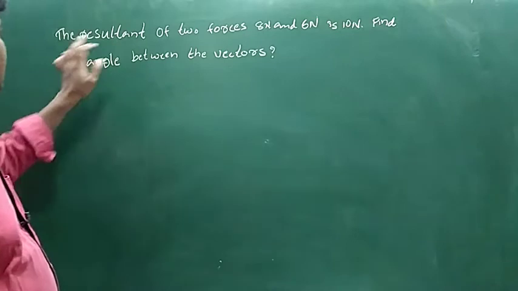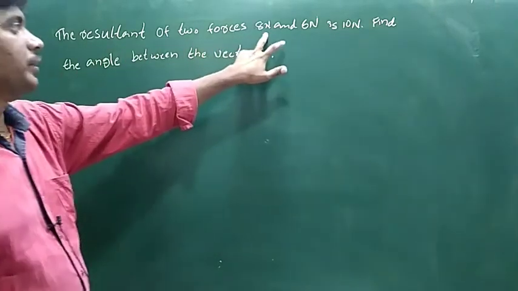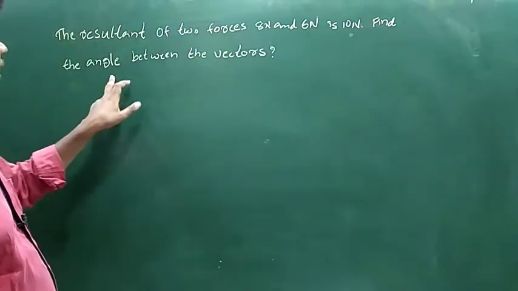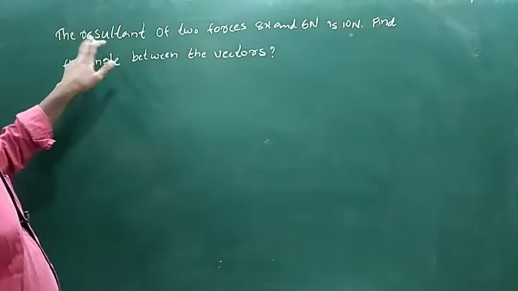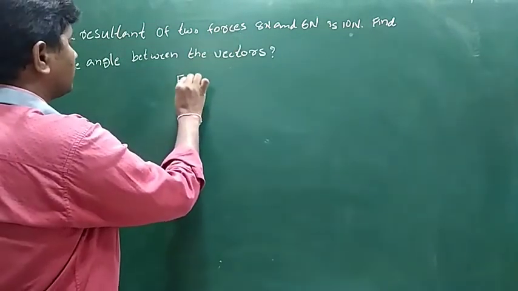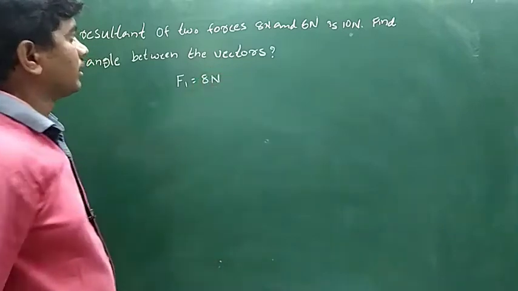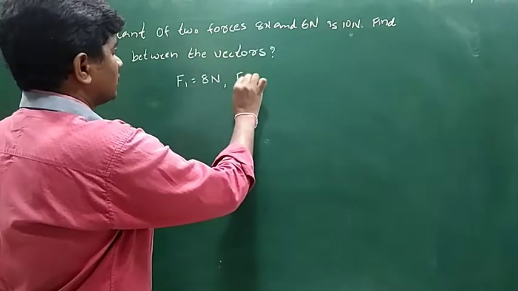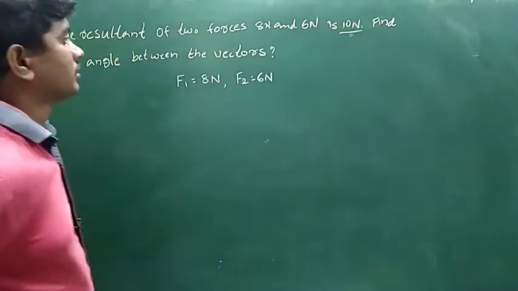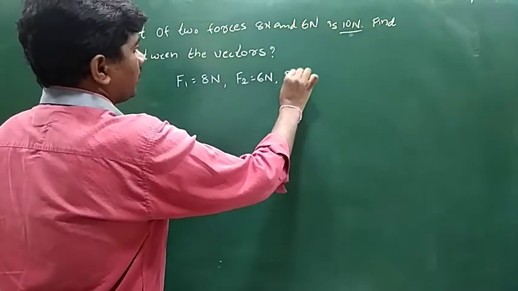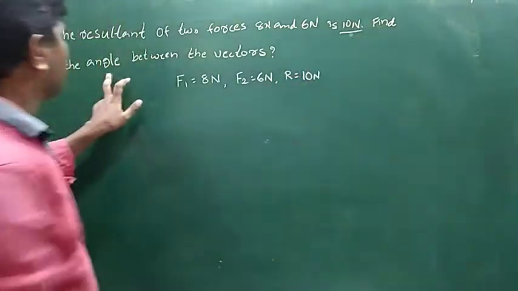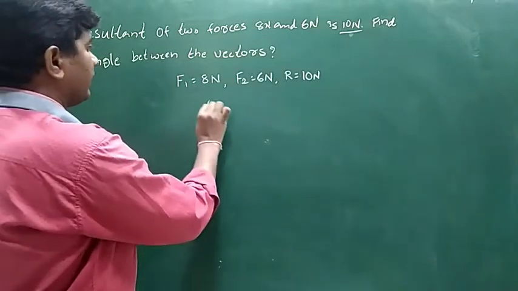The next problem is the resultant of two forces 8 newtons and 6 newtons is 10 newtons. Find the angle between the vectors. The resultant of two vectors or two forces. F1 is equal to 8 newtons. Next one, F2 is equal to 6 newtons. The resultant is the 10 newtons. R equal to 10 newtons. Find the angle between the vectors, to find the theta angle.